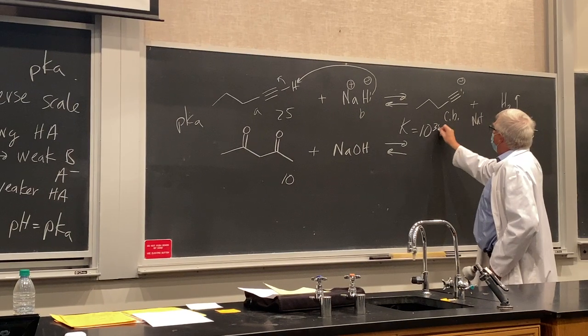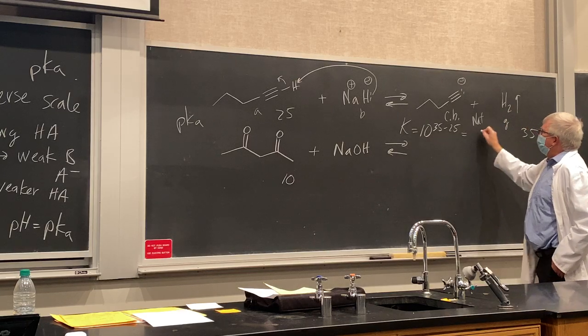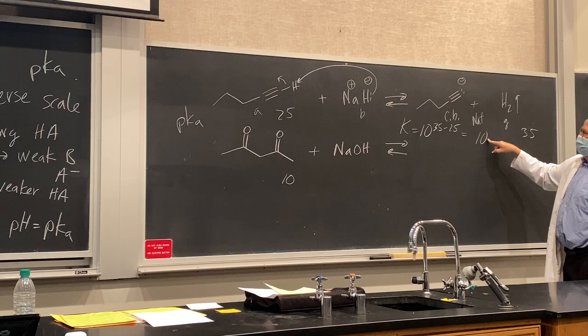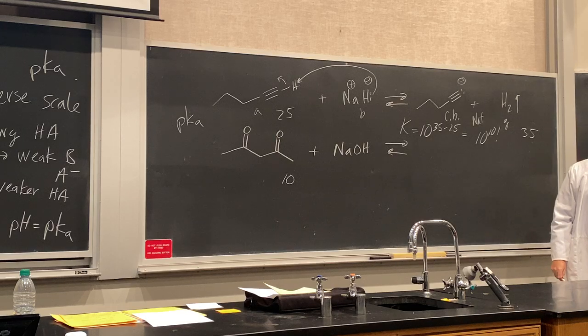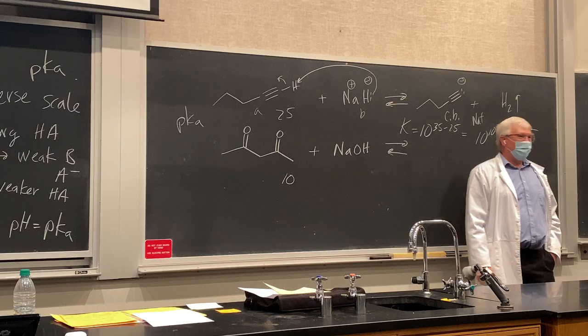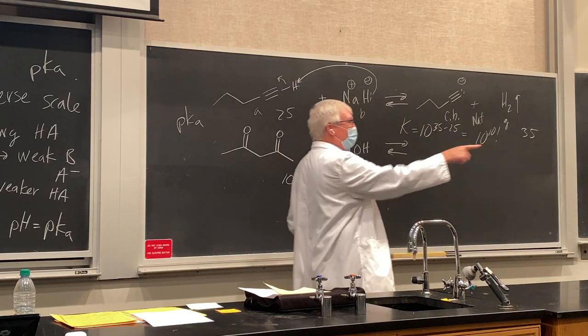It's 10 raised to the pKa of the one on the right minus the one on the left. So for this reaction, the estimation for the equilibrium constant is what? 10 to the 10. Is this a favored reaction? Yes, it is. Violently so, I would say. You'd have to carefully control this reaction to get it to go there. Question on this first reaction?